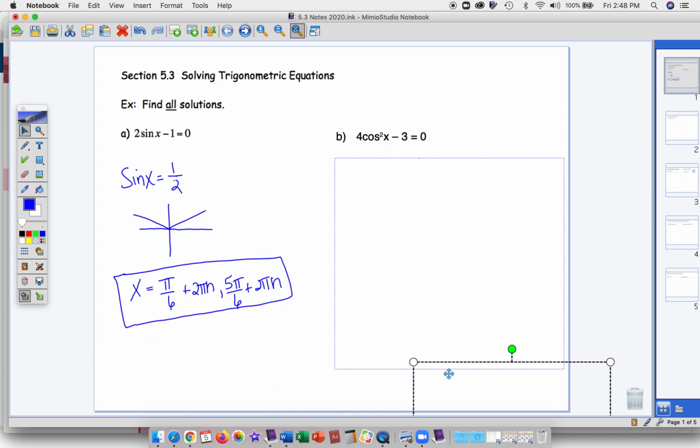And then you want to think about the reference angle. If the sine is 1/2, then our reference angle is pi over 6. So one answer would be pi over 6. The other answer in quadrant 2 is 5 pi over 6.